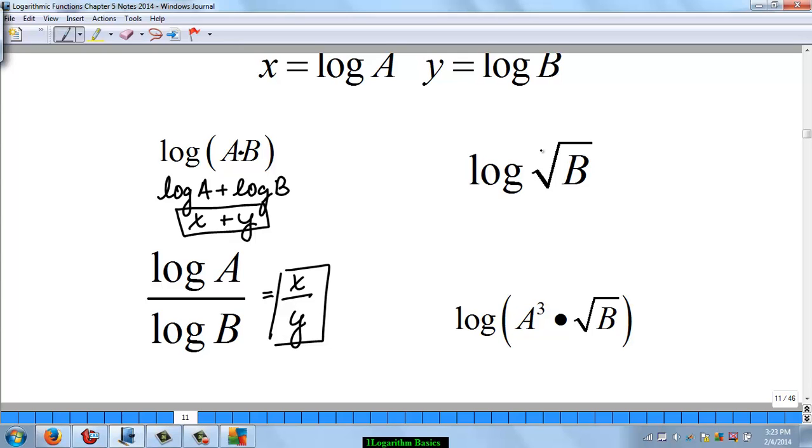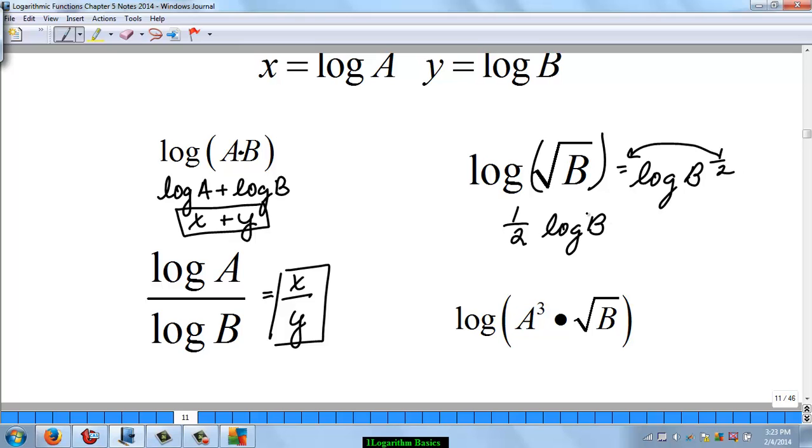This one I have log radical b, which I can write as log b to the half. And then I know I can bring the half down front, so it's really a half log b. And since log b is y, it's a half of a y.